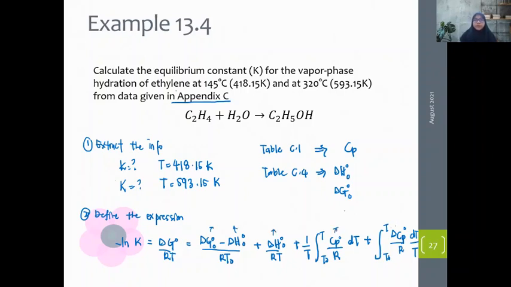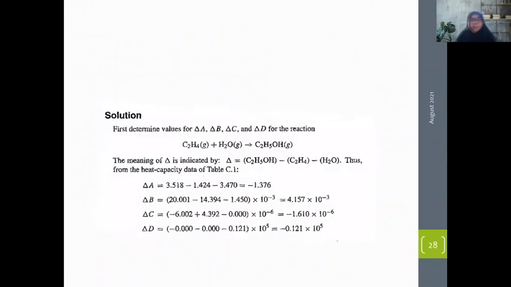So how can we obtain this? Maybe we can take a look at this solution. First we start by determining the delta Cp standard. Delta, or the change, means we need to use product minus reactant. So regardless of the property, such as delta Cp, delta H, or delta G, you need to use this correlation based on product minus reactant.